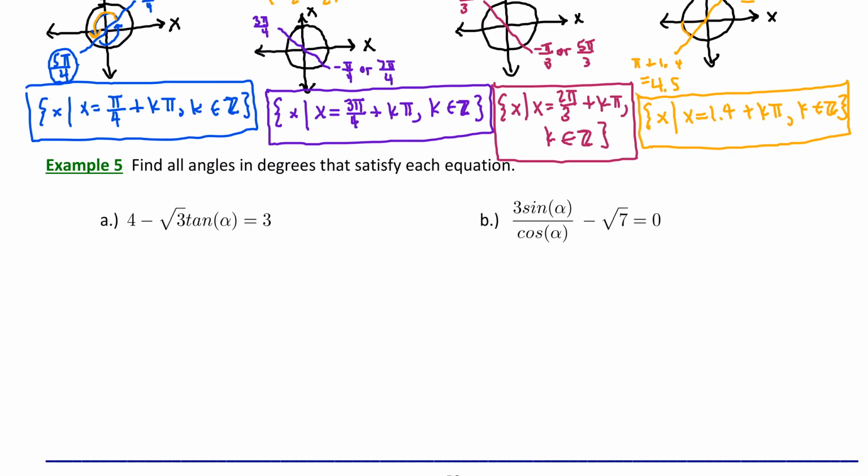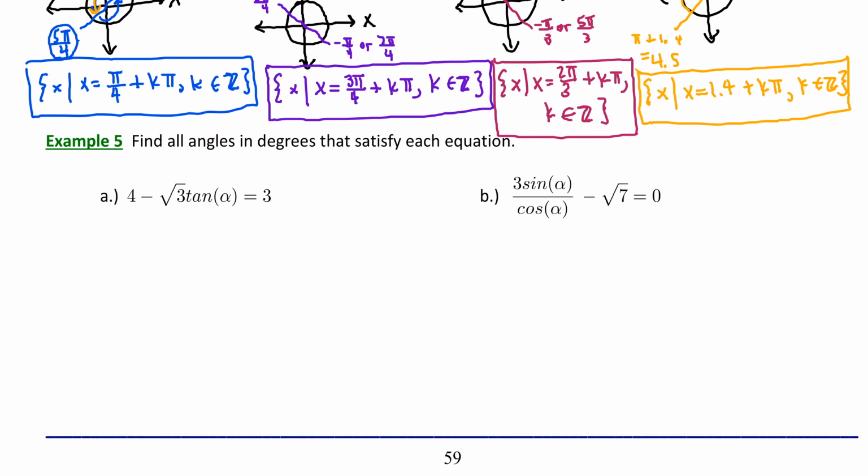Let's try example 5, where we have a little bit of preliminary algebra to do before we get to the basic tangent equation. Example 5 says find all angles, so we're looking for all the solutions, but this time we're working in degrees. I don't know about you, but that makes me celebrate a little bit. Degrees are a little easier to visualize than radians. So find all angles in degrees that satisfy each equation.